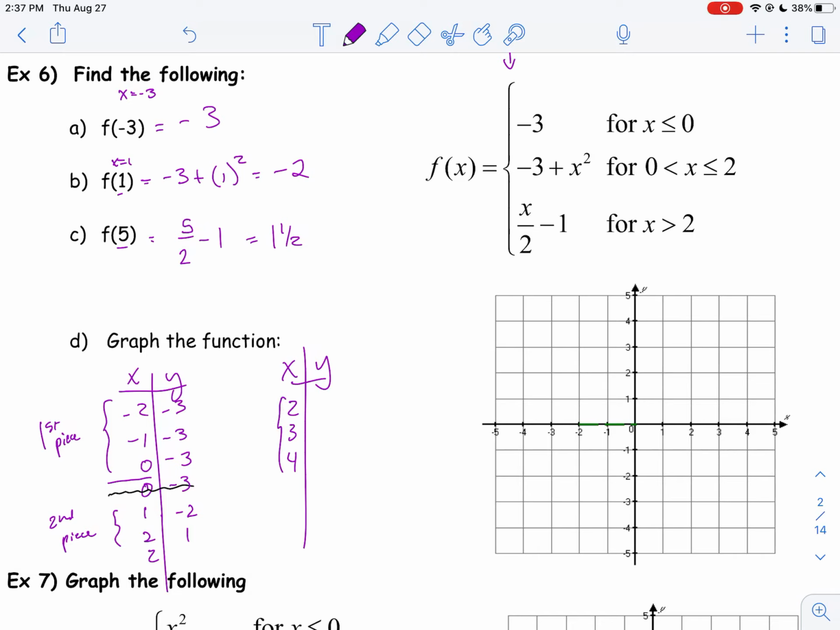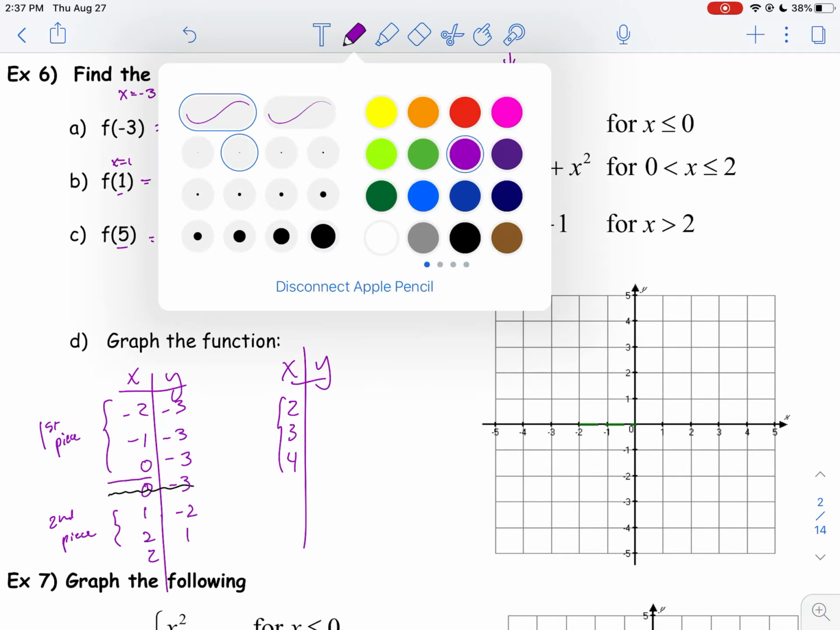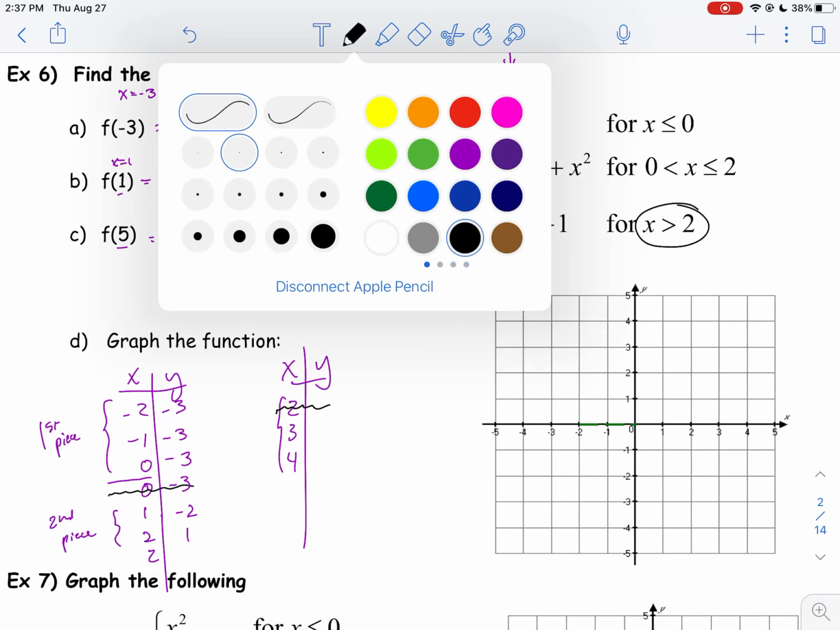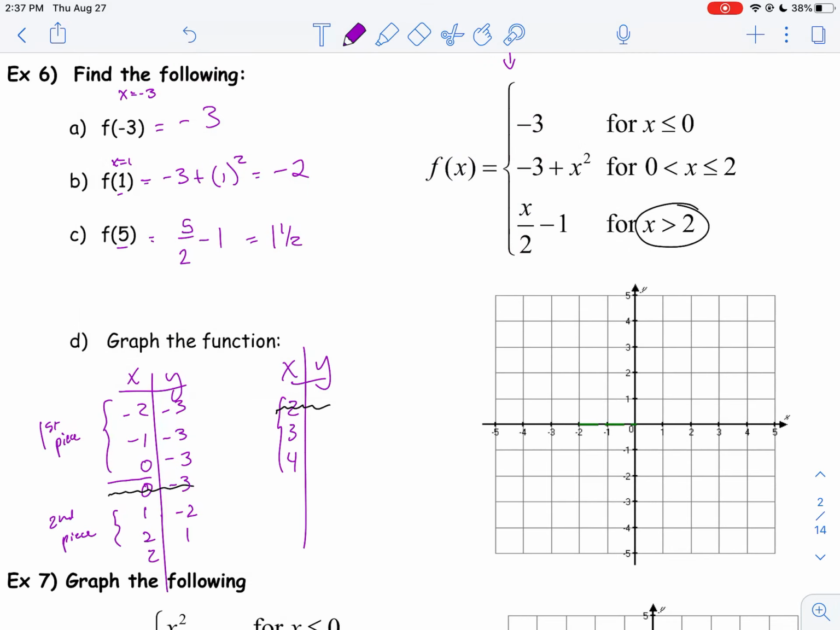And then this is the third piece. Again, since its x is greater than 2, this isn't really part of my equation, but it's going to be helpful when I graph to know where that would have ended up. And so when I plug 2 in there, 2 divided by 2 is 1 minus 1, this would be 0. When I plug 3 in, 3 divided by 2 is 1.5, minus 1 is 1/2. And when I plug 4 in, 4 divided by 2 is 2 minus 1, which is 1.